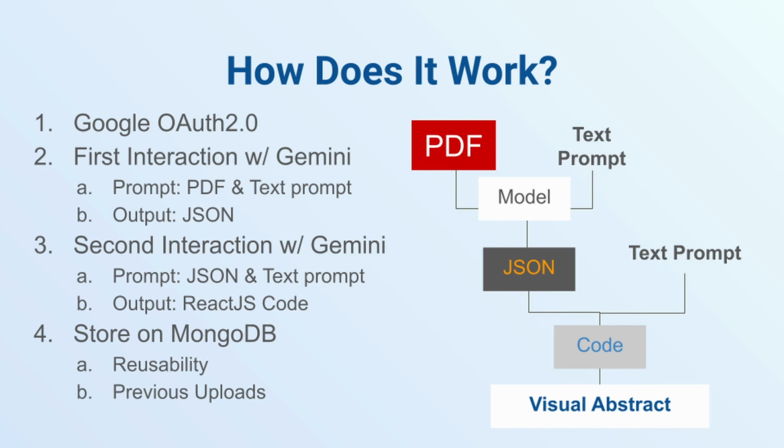This information is outputted in the format of a JSON file, which we use again as a prompt together with a different text prompt we have written. In the second interaction, Gemini is prompt engineered to output code for a JavaScript file using React inline styling. With this code, we render the visual abstract created and store them on MongoDB.